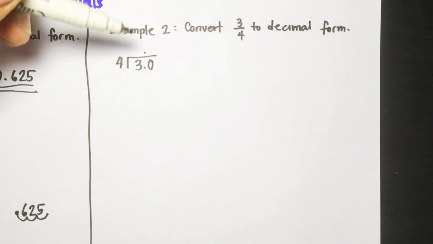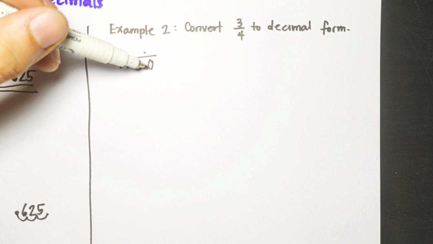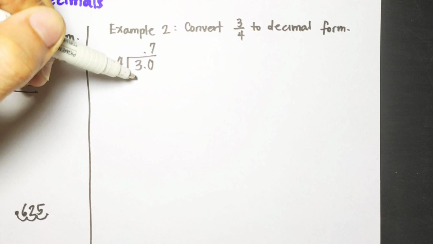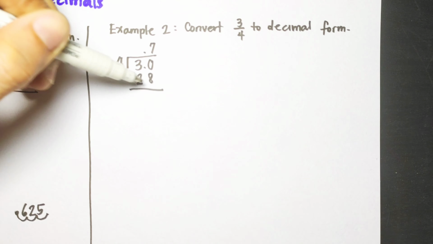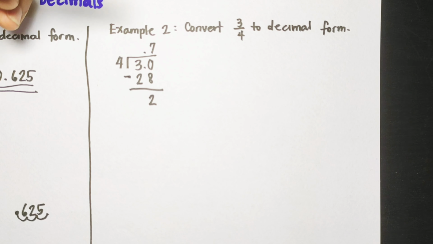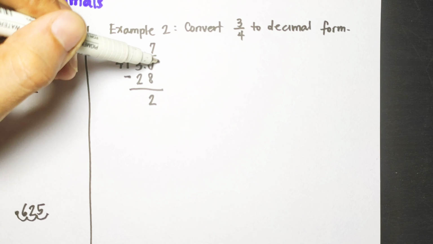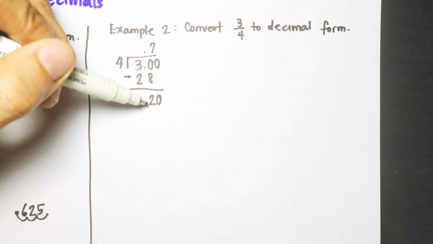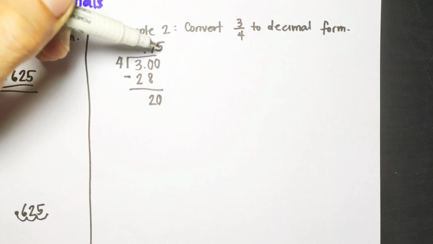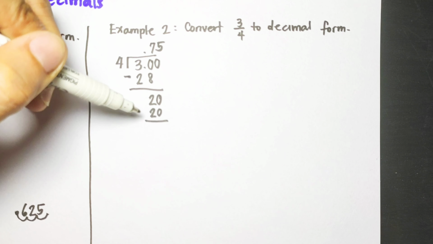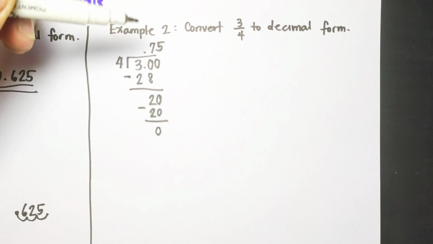Add 0. So, ilang 4 meron sa 30 or 30 divided by 4, that is 7. Then 7 times 4 is 28. Then subtract, that will become 2. So kailangan 0 ang remainder. So add 0 pa, bring down 0. How many 4 will you have in 20? We have 5. 5 times 4 is 20. So therefore 20 minus 20 is 0.